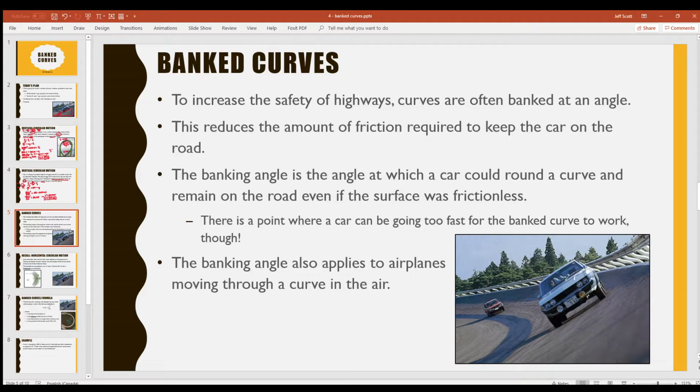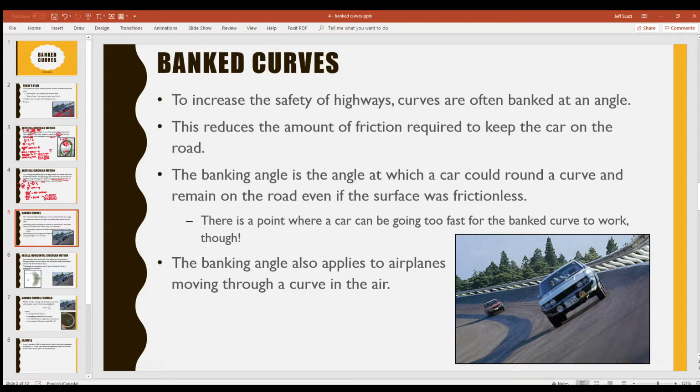Now the banking angle is the angle at which a car could round a curve and remain on the road even if the surface was frictionless. So in a completely no friction environment, theoretically you can have a banked curve designed so that a vehicle coming along that road is going to stay on that road in the path that the road is going. However, it is important to note that there is a point where a car can be going too fast for the banked curve to work.